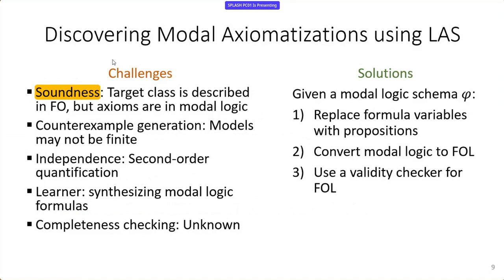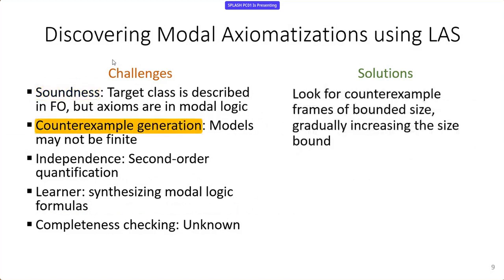And then asking if it's a valid axiom for a class just involves asking whether the class description, which is already in first order logic, implies our translated formula. And we simply use off the shelf first order logic solvers for this. Generating counterexamples turns out to be not so simple because it's possible for frames to have infinitely many worlds, and you may only have counterexamples of that sort. In our experiments, we just look at frames of a bounded size as counterexamples, gradually increasing the size bound.